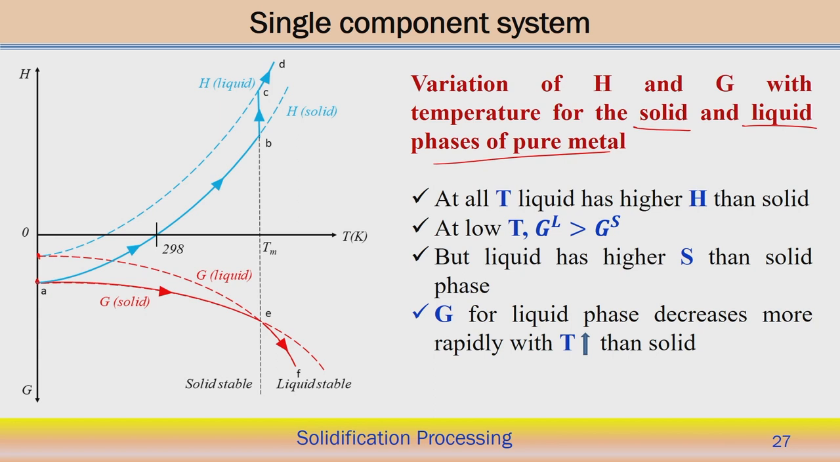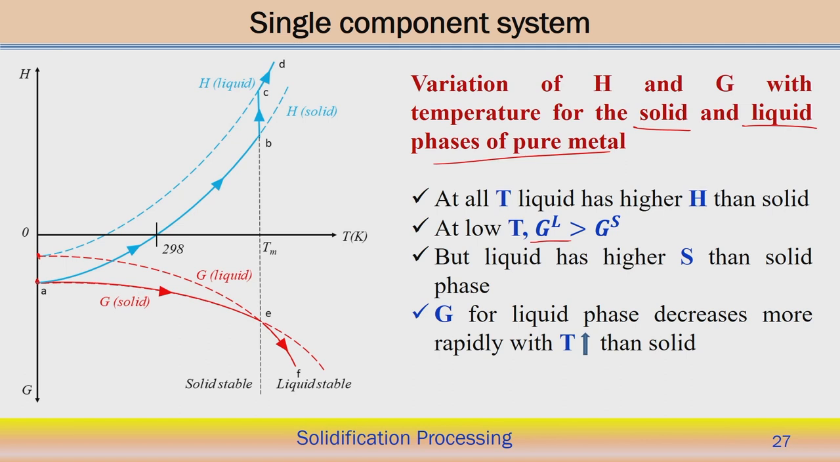And the other way, at low temperature, that means below the melting point temperature, G_L, the Gibbs free energy for the liquid phase, is more as compared to the solid phase. The Gibbs free energy for the solid phase is less, which means the solid phase is more stable than the liquid phase below the melting point temperature. And beyond the melting point temperature, the Gibbs free energy for the liquid phase, the continuation of that liquid curve, is much lower as compared to the solid phase. It means that above the melting point temperature, the liquid phase is more stable than the solid phase. So, this kind of information we can find from the Gibbs free energy curve.